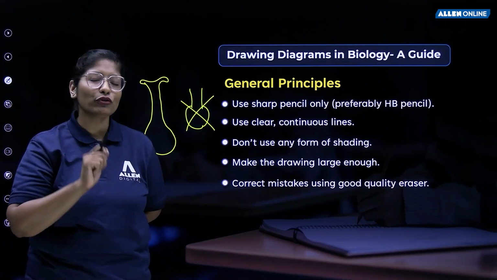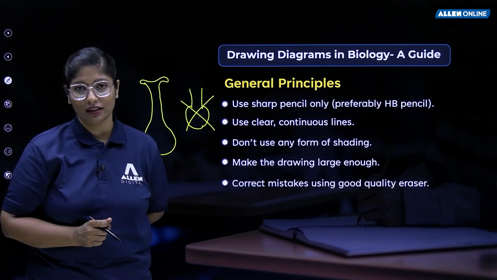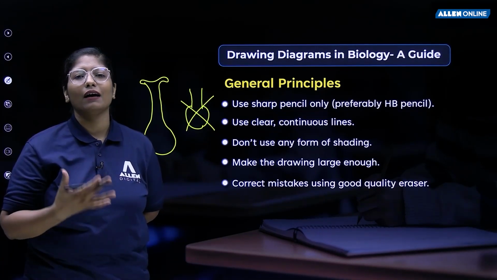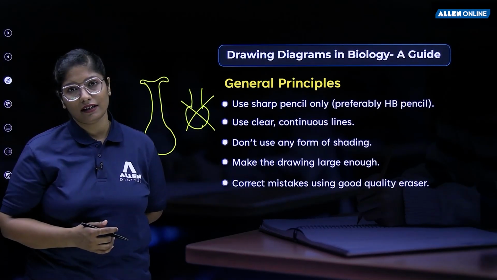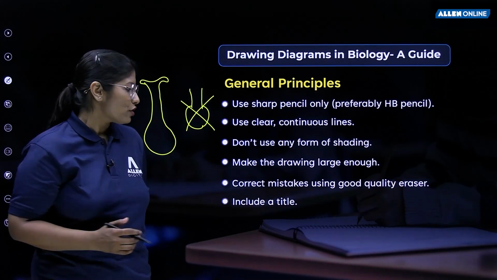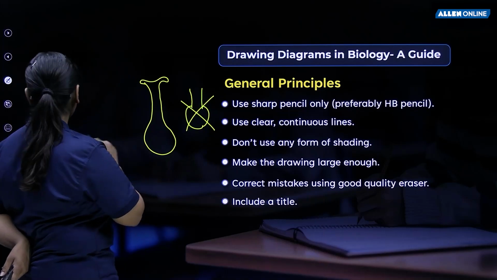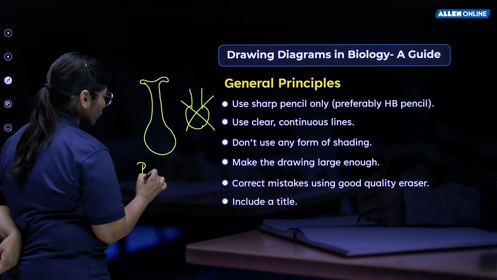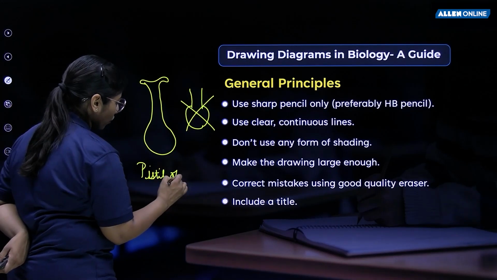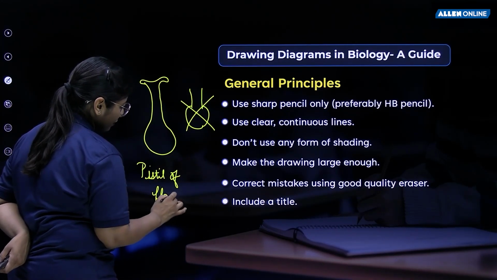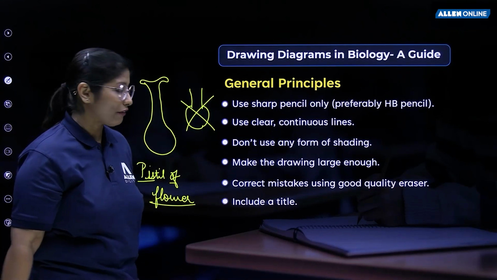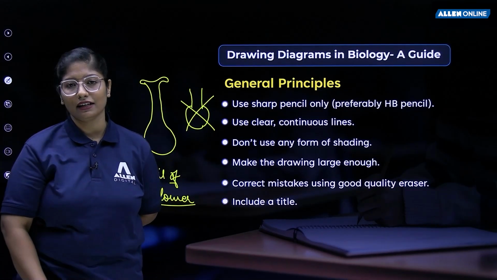Okay, so whenever you have to erase something, erase it with a good quality eraser so that the marks are not there and the diagram appears neat and tidy. And always include a title with your diagram. Okay, so whatever diagram you are drawing, suppose here we are drawing this pistil, so you should include the title, pistil of flower. So like that, whatever diagram you draw, you have to include a title to that.